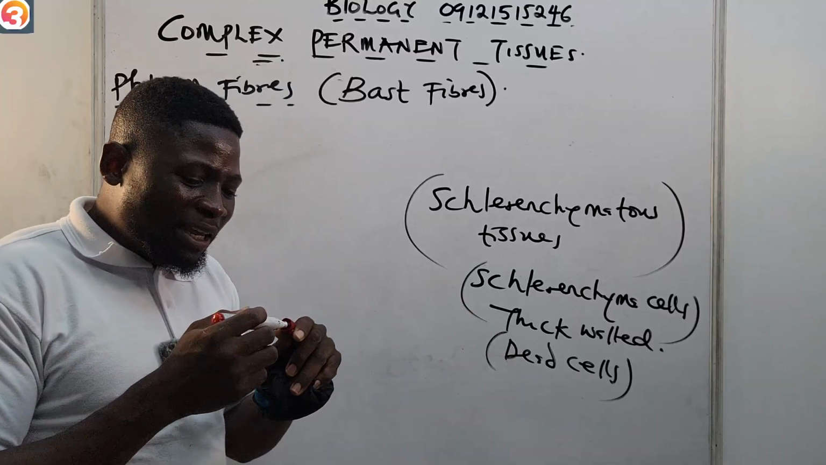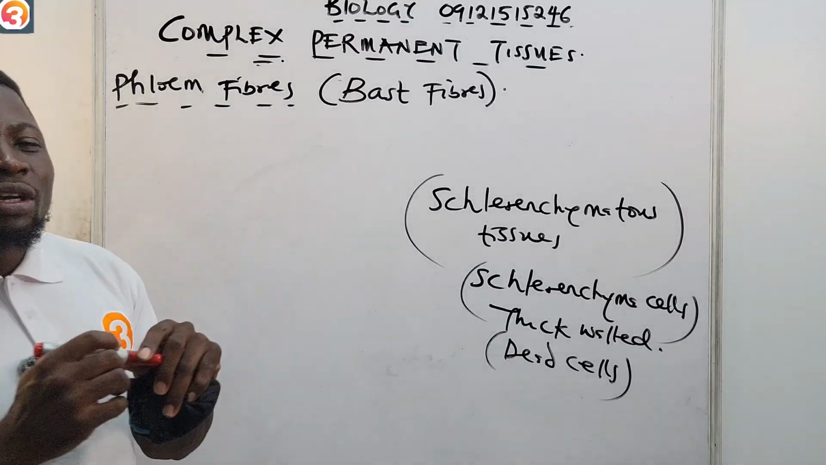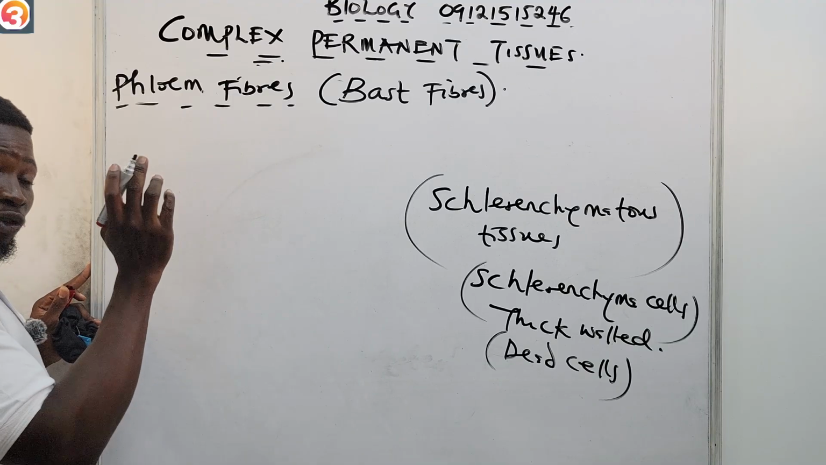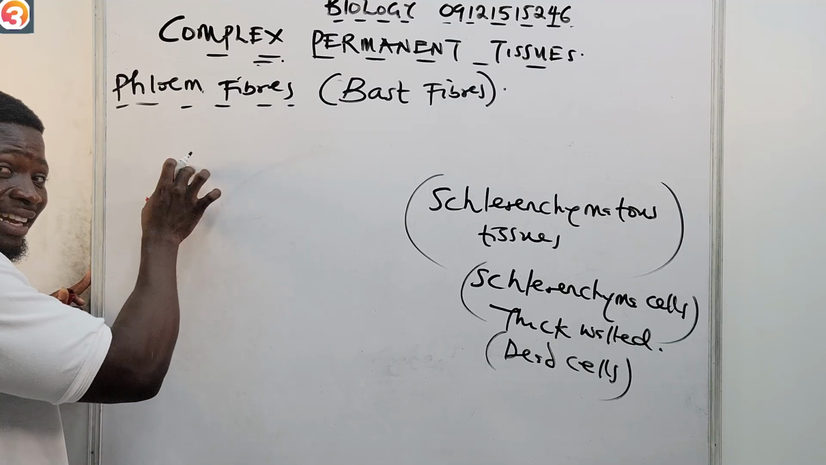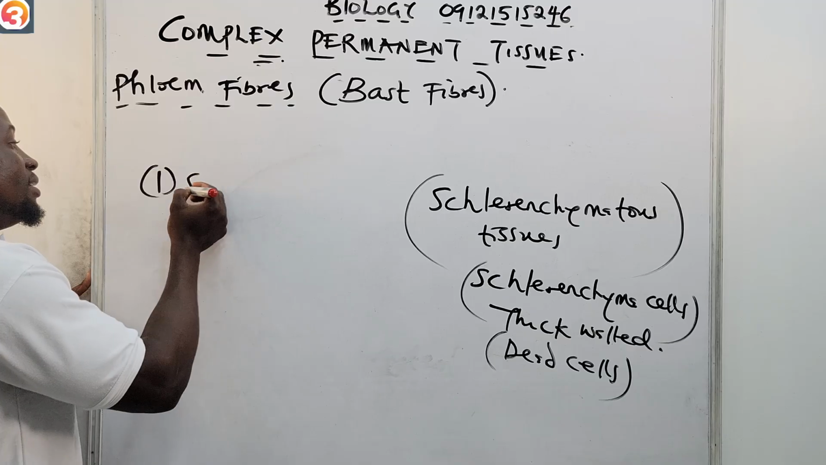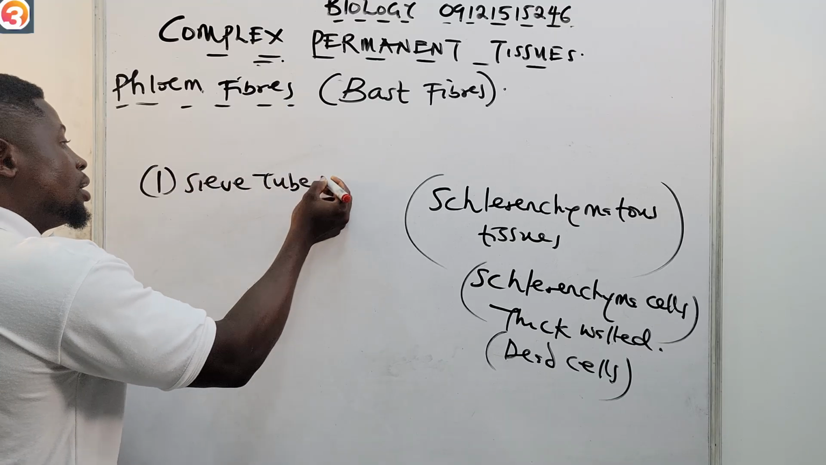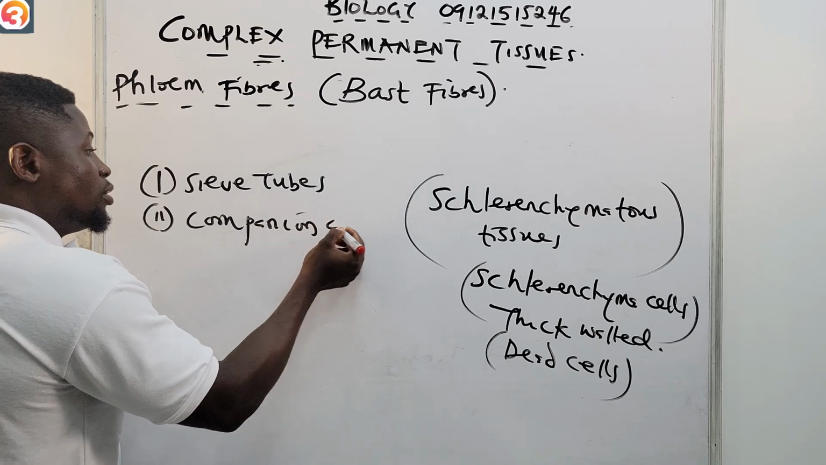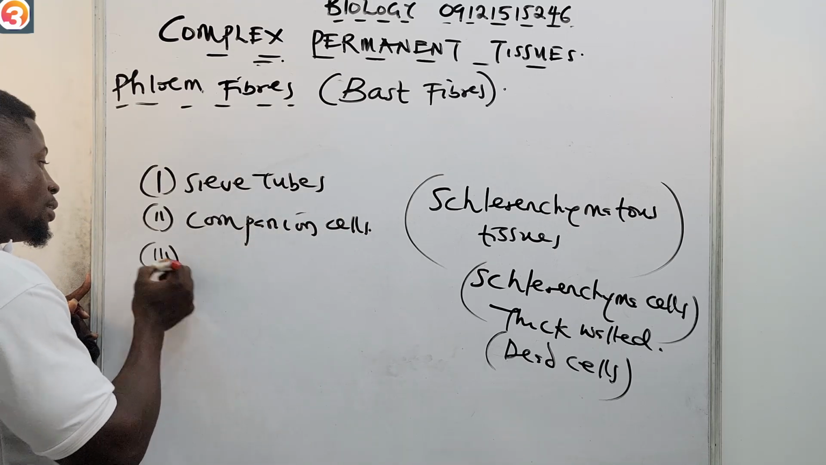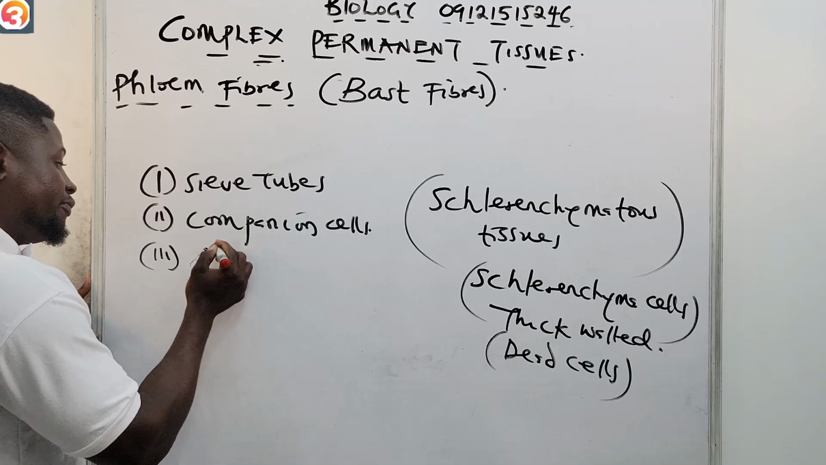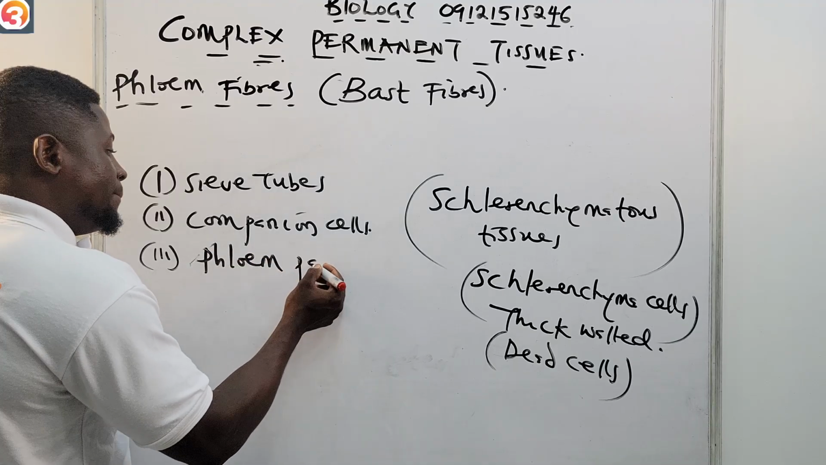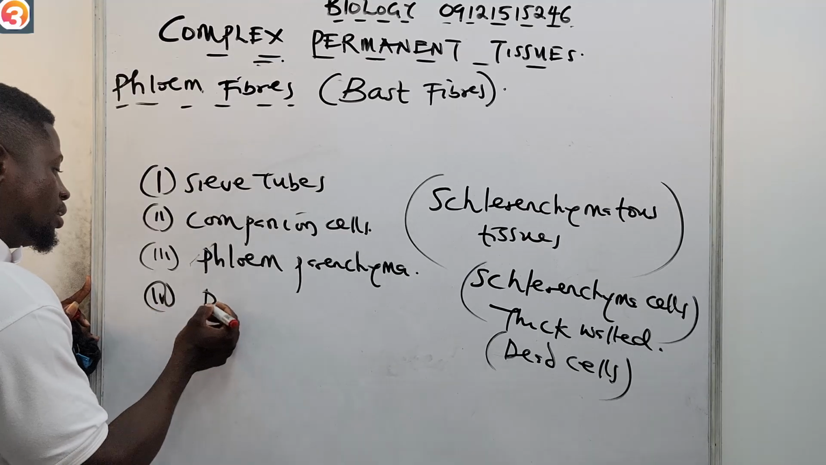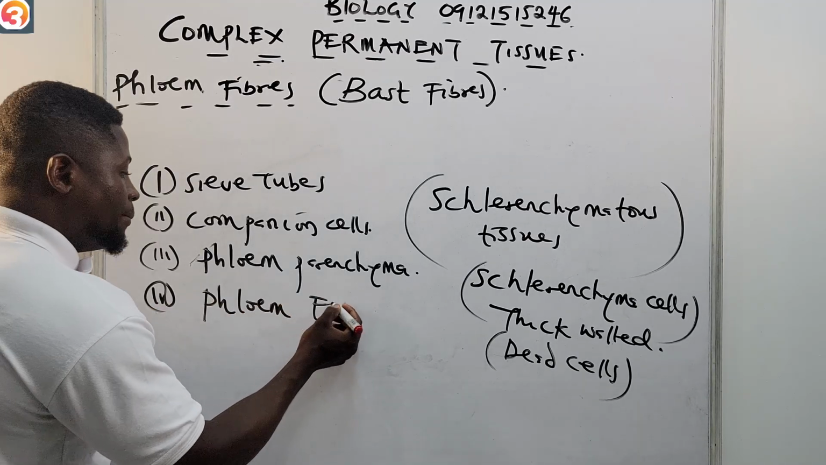In fact, that brings me to tell you that among all the four components of the phloem, the first component we talked about is the sieve tubes. Number two, the companion cells. Number three, the phloem parenchyma. Then number four, the phloem fibers.